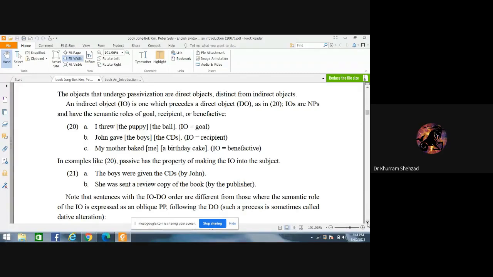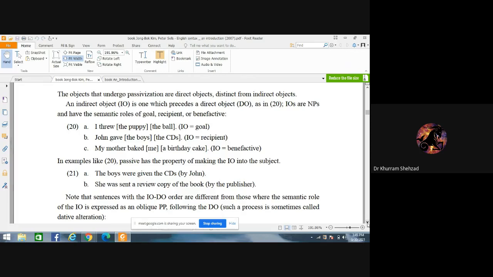Now we are going to talk about indirect objects. An indirect object, IO, is one which precedes a direct object. As in 20, IOs are NPs and have the semantic roles of goal, recipient, or benefactive. 20A, I threw you. Because he brings in systemic functional linguistics, he is telling us indirect objects come before direct objects. Again, it is not a necessary rule. It is up to us.